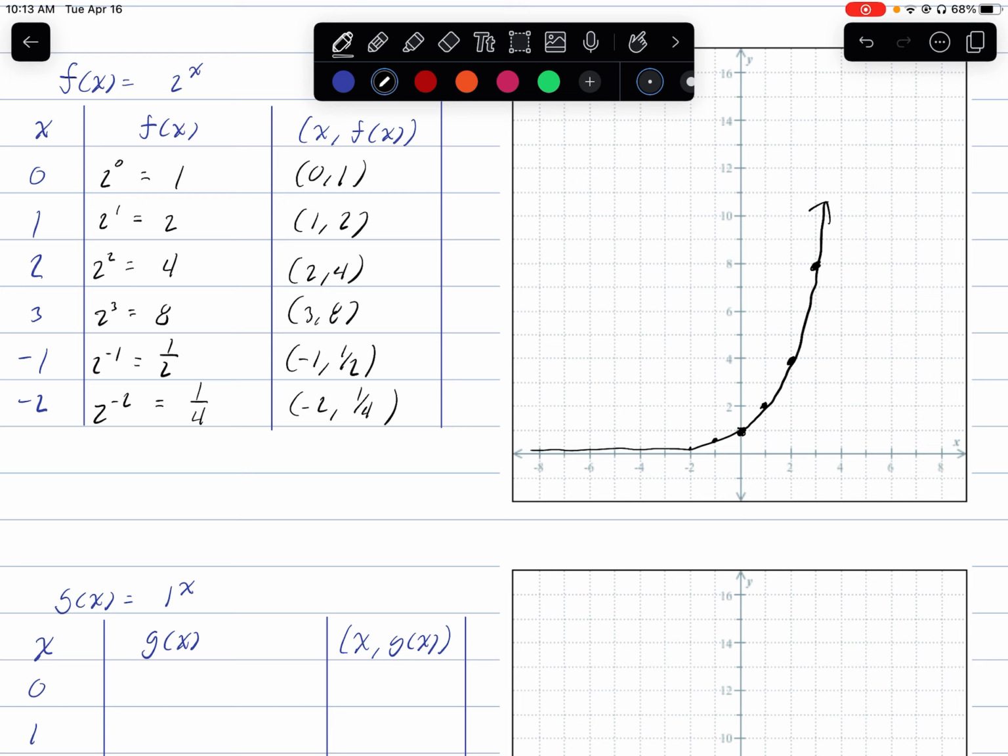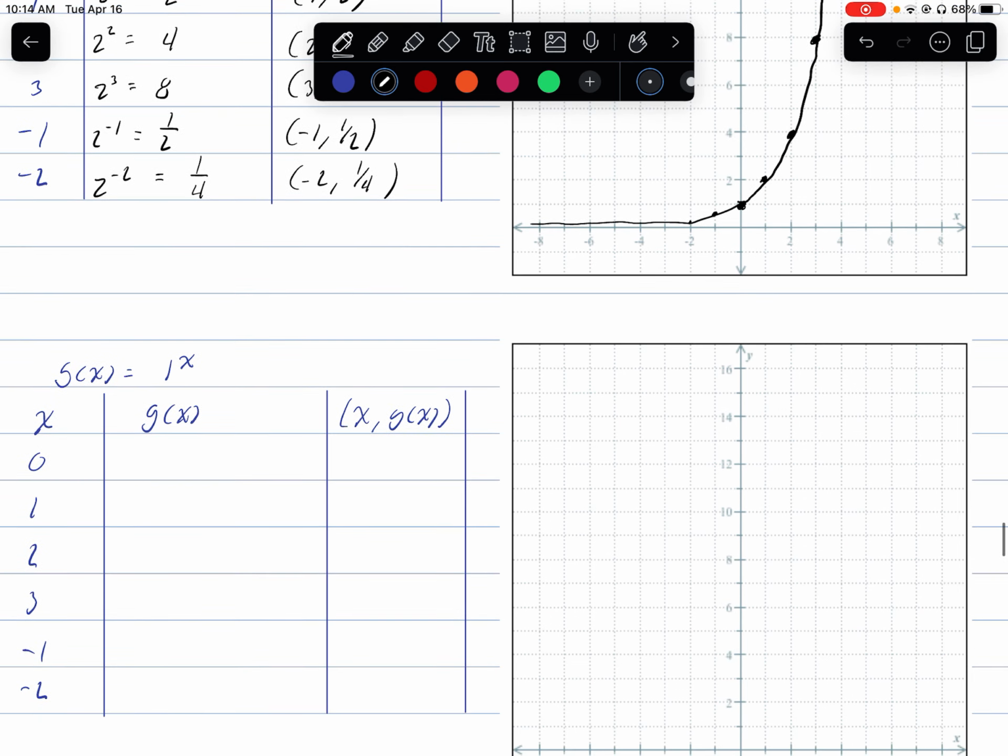And then as we go to the right, it's going to get infinitely large very quickly. If we keep going in the positive direction, 2 to the 4 gives us 16, 2 to the 5 gives us 32, 2 to the 6 gives us 64. So we're doubling each time. For each individual step in the x direction, we double the size, at least for a base of 2. What about g of x equals 1 to the x?